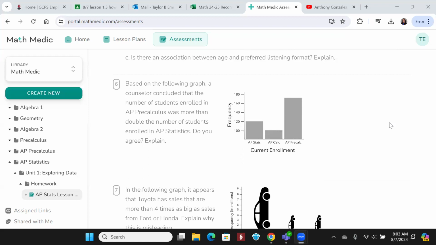Based on the following graph, a counselor concluded that the number of students enrolled in AP Pre-Cal was more than double the number of students enrolled in AP Stat. Do you agree? What's wrong with this graph? It doesn't start at 0. So can we really say that? No. This is misleading because it doesn't start at 0. You've got to put that 0 there. So this could be exaggerated.